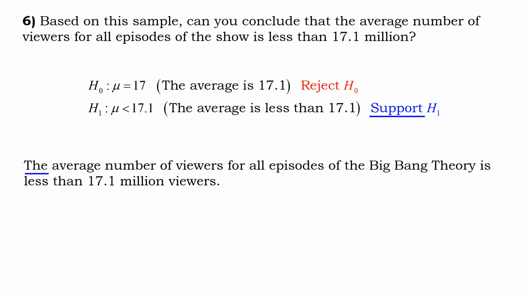So, again, we're supporting, so we're saying something is true. That's where the beginning of this comes in. And then what are we saying? What are we declaring? We're declaring that the average number of viewers for all episodes of the Big Bang Theory is less than 17.1 million viewers per episode. Again, averages are always per whatever. So in this case, per episode.